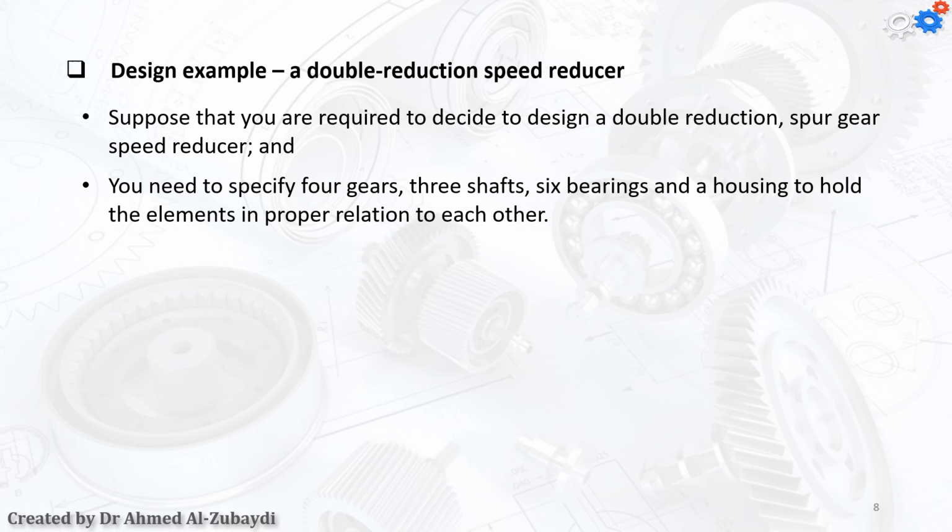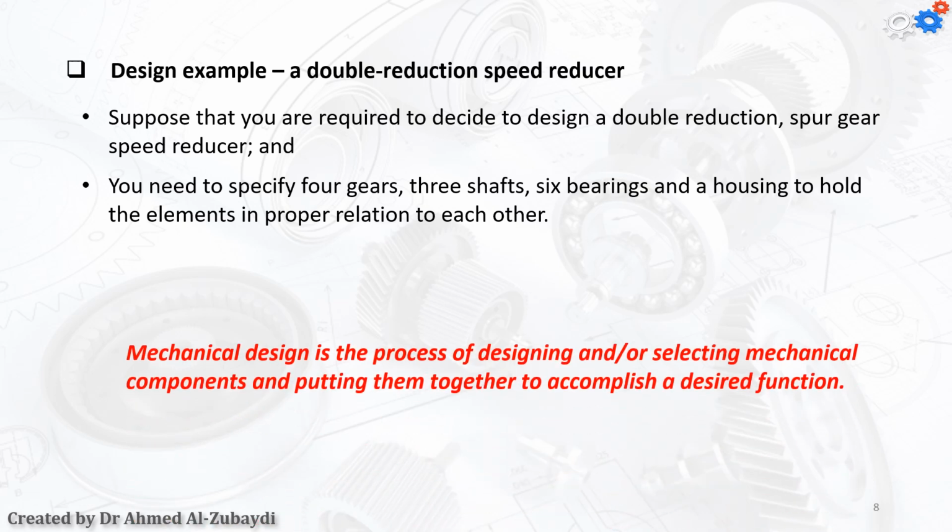So suppose that you are required to decide the design of a double reduction Spur Gears speed reducer, and you need to specify 4 gears, 3 shafts, 6 bearings, and housing to hold the elements in a proper relation to each other. So, in general, the mechanical design is the process of designing and or selecting mechanical components and putting them together to accomplish the design functions. And that's what you are going to learn by the end of this semester.